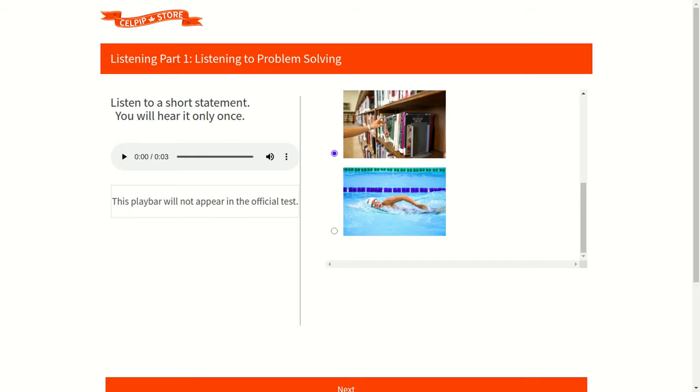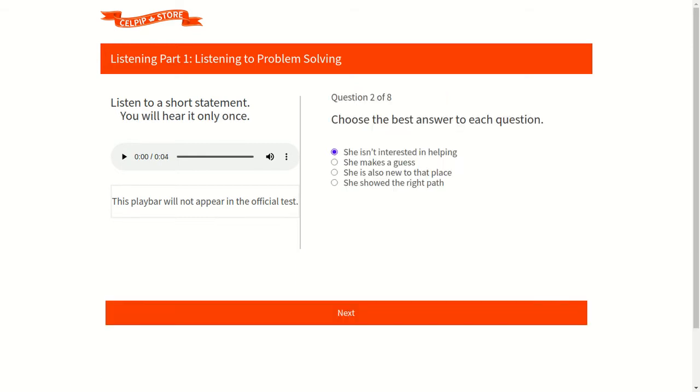Let's move to our next question. Here is our question 2. What best describes the woman's intentions? Now we have 4 options on the right-hand side. Option 1, she isn't interested in helping. Option 2, she makes a guess. Option 3 is, she is also new to that place, and option 4 is, she showed the right path.